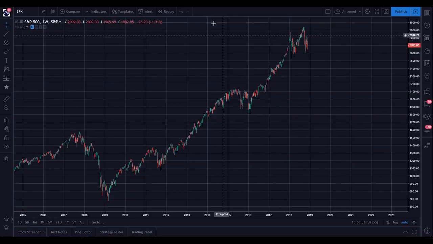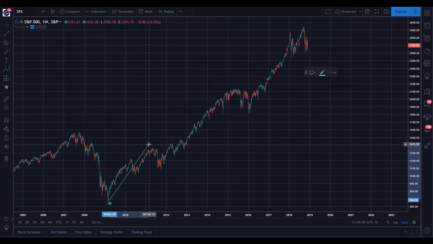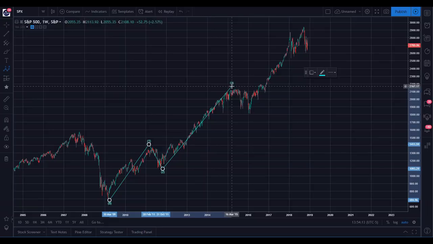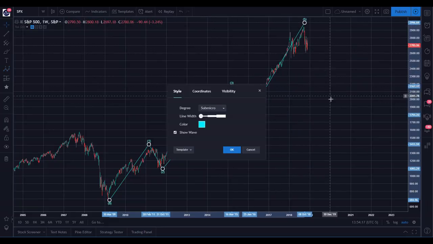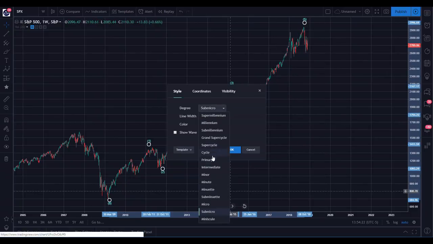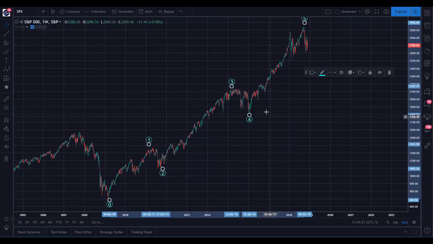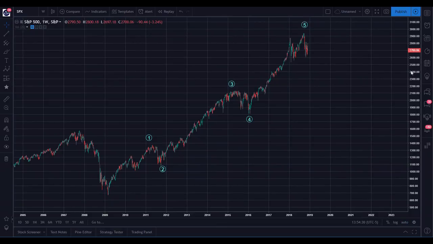So, I believe 5 waves can clearly be counted since the bottom of 2009. And those can be like this: 1, 2, 3, 4, and 5. If 5 waves are complete, then there is a requisite correction that needs to happen.